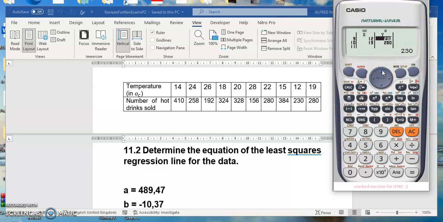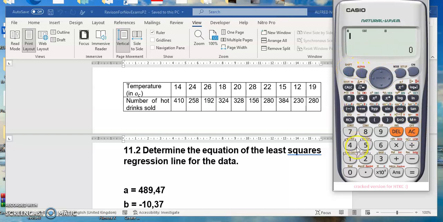Okay, 19 is fine. 12 is fine. 15 is fine. 22 is fine. 28 is fine. 20 is fine. 18 is fine. 26, 192 is fine. 24, 258 is fine. 410, it's fine. Now I've checked. Make sure you check, because the information you put here will be used to answer questions below. So if you make a mistake here, you are going to lose a lot of marks. Sometimes in the memo you don't have CA, other times you have CA. So check. Alright. So now that I've checked, press AC.